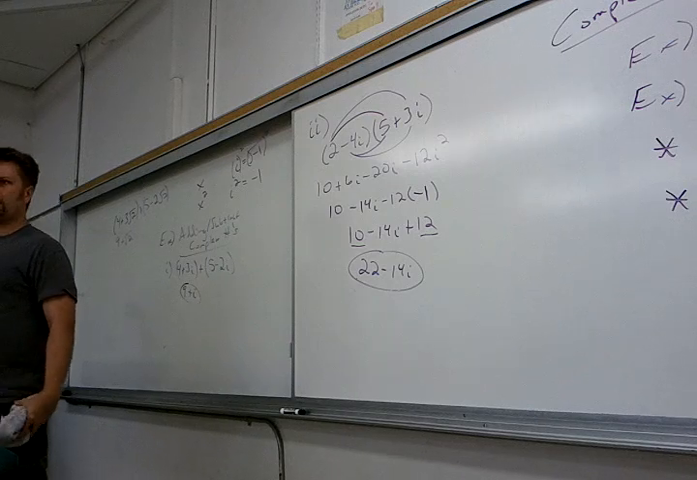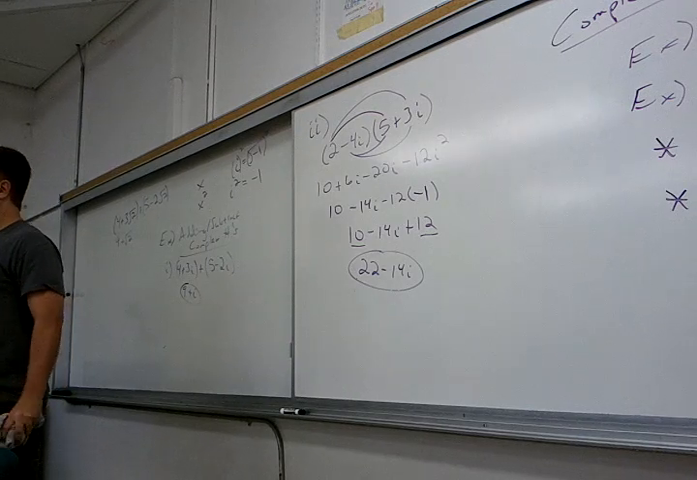Pi is 3.14159, blah, blah, blah. That's as far as I want to memorize it, right?